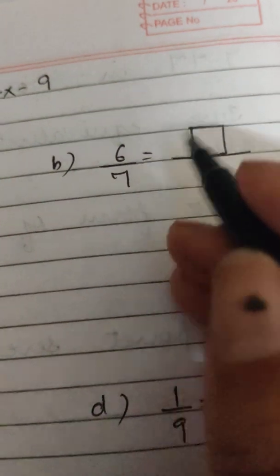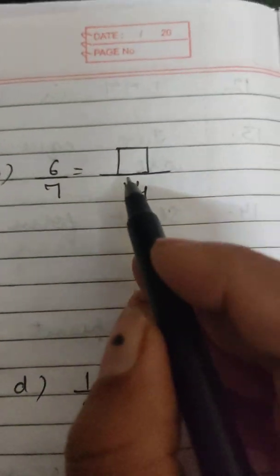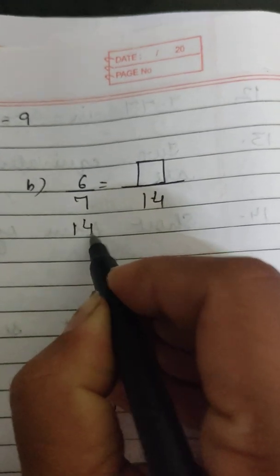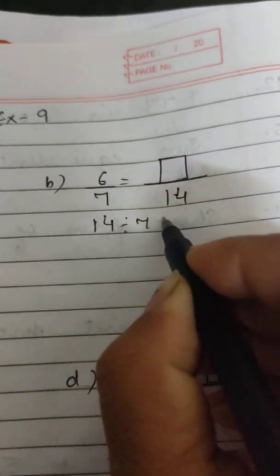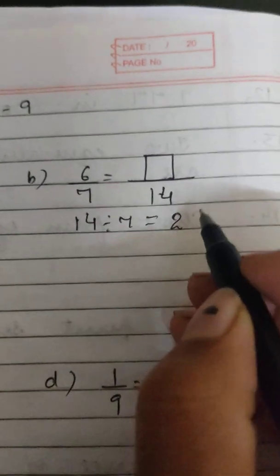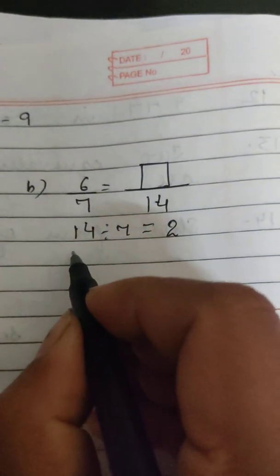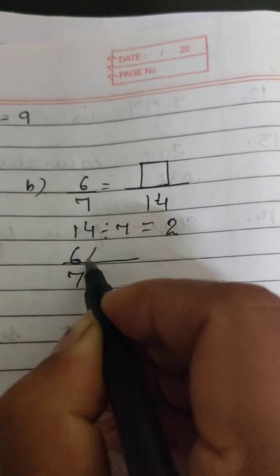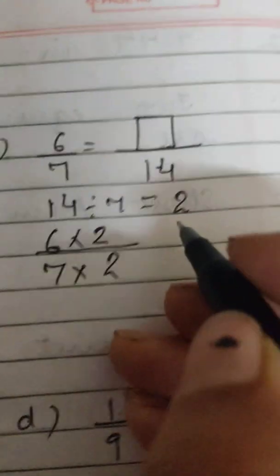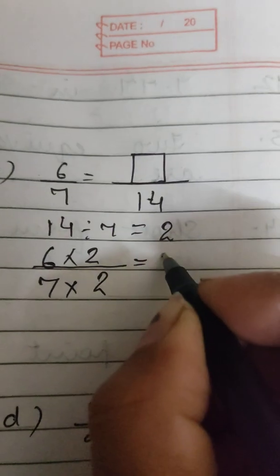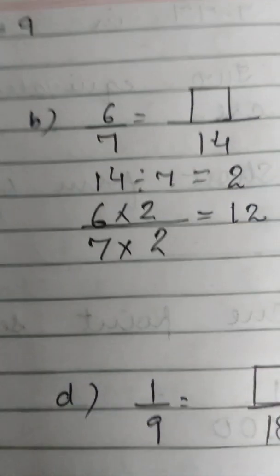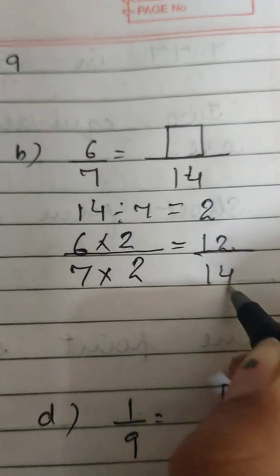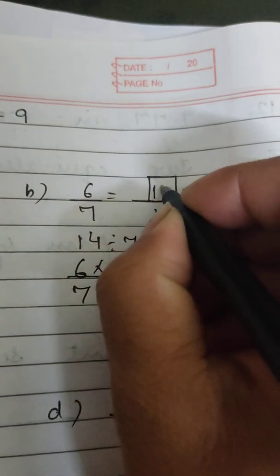Similarly, go for this one. 6/7 is equal to dash upon 14. So denominator is given. So हम denominator को denominator से divide करेंगे. So 2. Now 2 will be multiplied by both the numbers. So we get 12/14. So the missing number is 12.